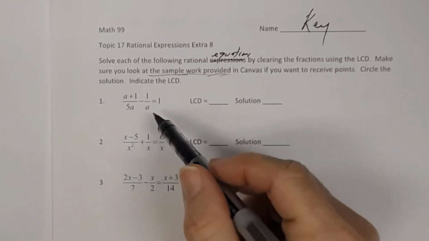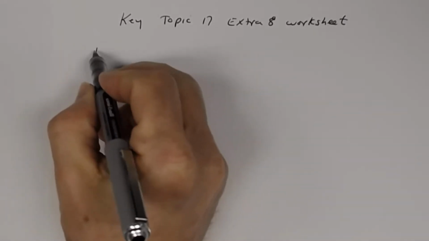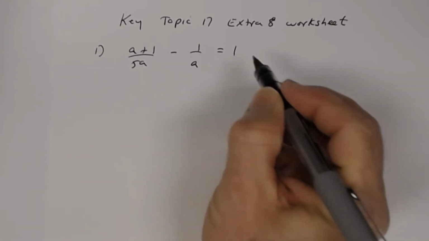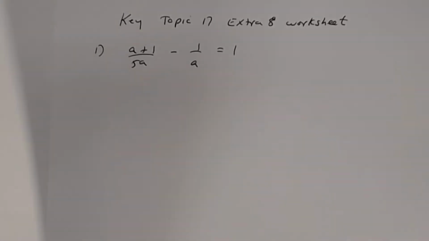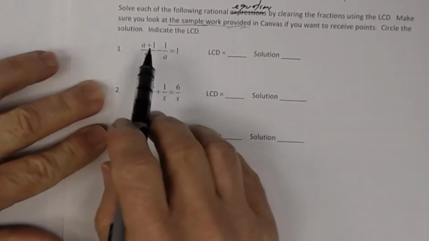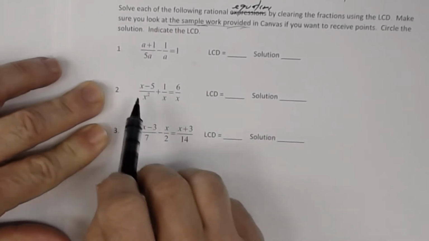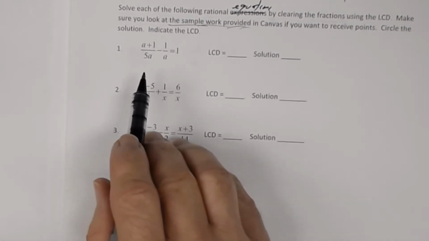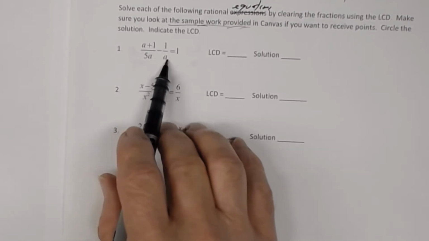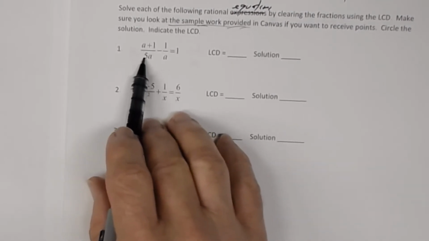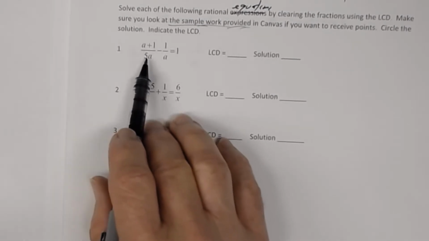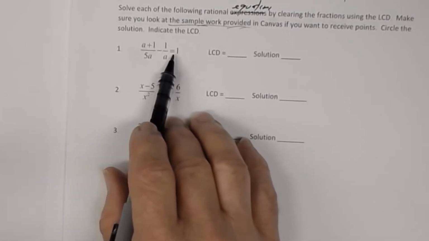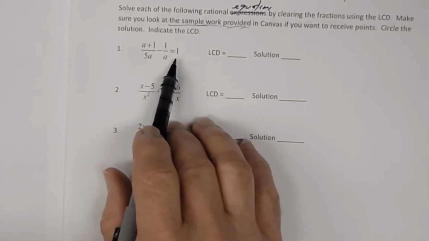So let's look at the first rational equation. In number one, we have a plus 1 divided by 5a minus 1 divided by a equals 1. You'll notice that in all of those rational equations, the denominators are monomial factors. So they're not a binomial, they're not a trinomial, they're not a polynomial with four terms, they're a polynomial with one term. This first denominator is made up of two factors, the factor a and the factor 5. And this last one you can write as 1 divided by 1, so that's the denominator with a factor of 1.